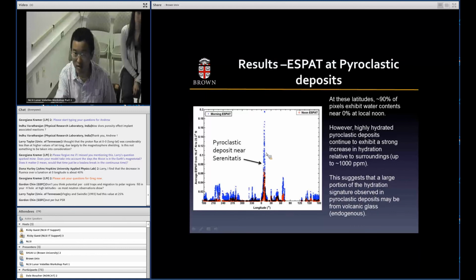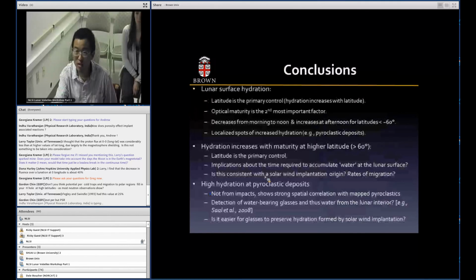So what we observe here is this is the pyroclastic deposits. The blue dots are the morning data. The red dots are the noon data. What we observe here is around 90% of the pixels exhibit water content dropping to almost nothing at noon. However, at the pyroclastic deposits we can still observe up to around 1,000 ppm water content. This maybe suggests that a large portion of the hydration signature observed for this location may be from volcanic glasses. Maybe this indicates the endogenous sources of the hydration.